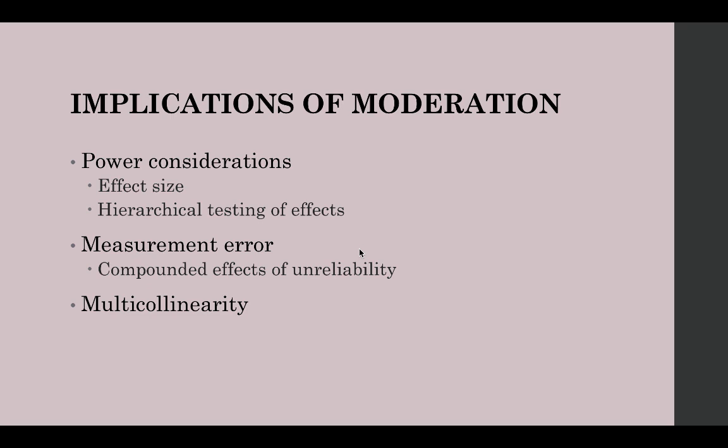And another thing we must consider is measurement error. So this is always a consideration in regression equations, because measurement error will increase standard error, but in an interaction term, we will have compounded effects of unreliability because the term is multiplicative, and this might cause our effects to be underpowered. And then finally, as I mentioned before, we have multicollinearity issues, but this is why we use centering to help deal with this.